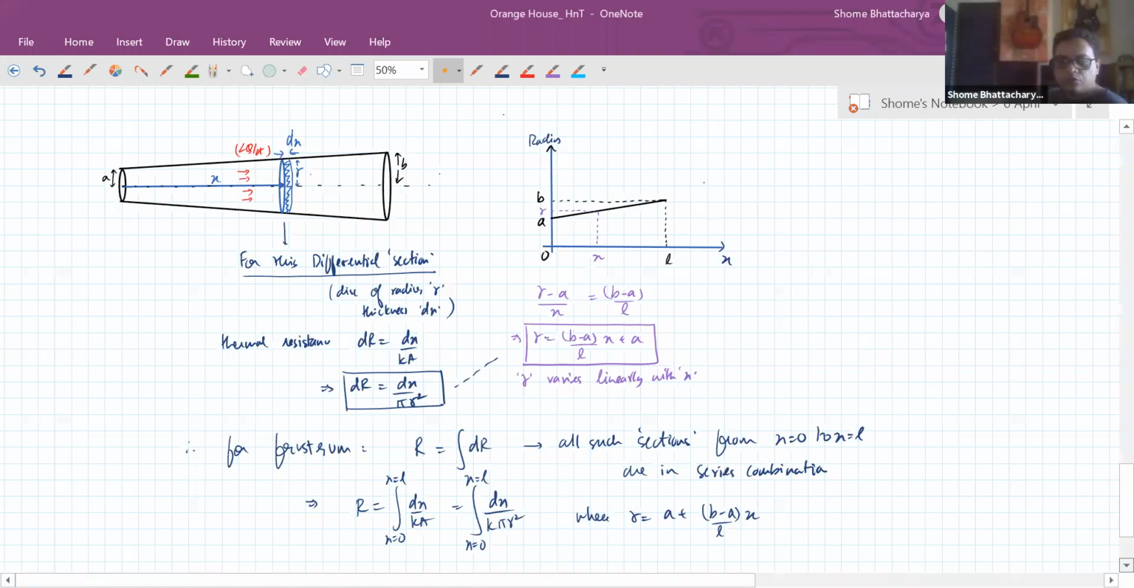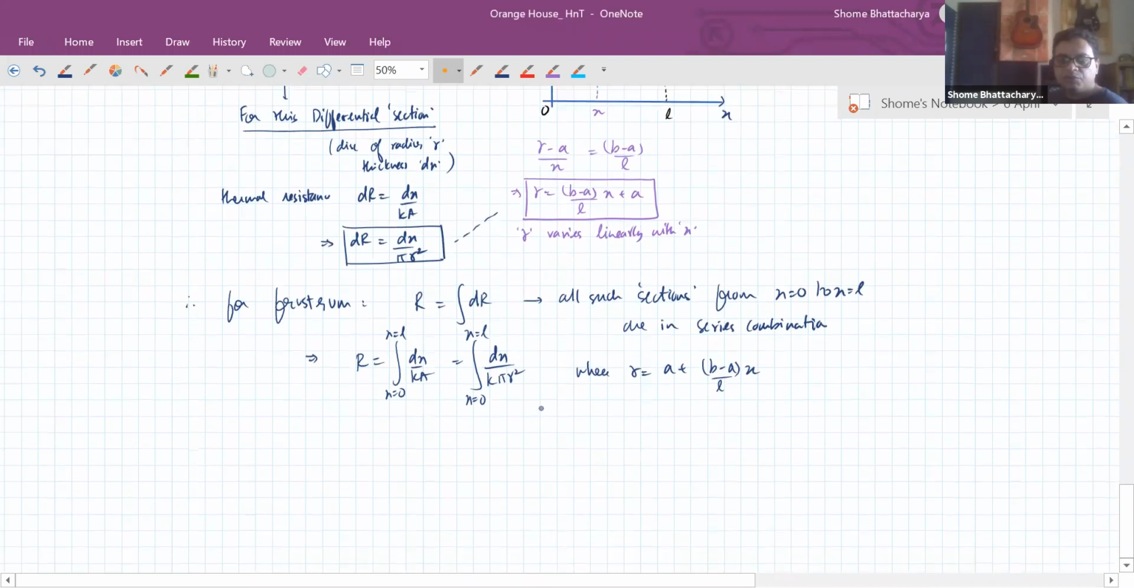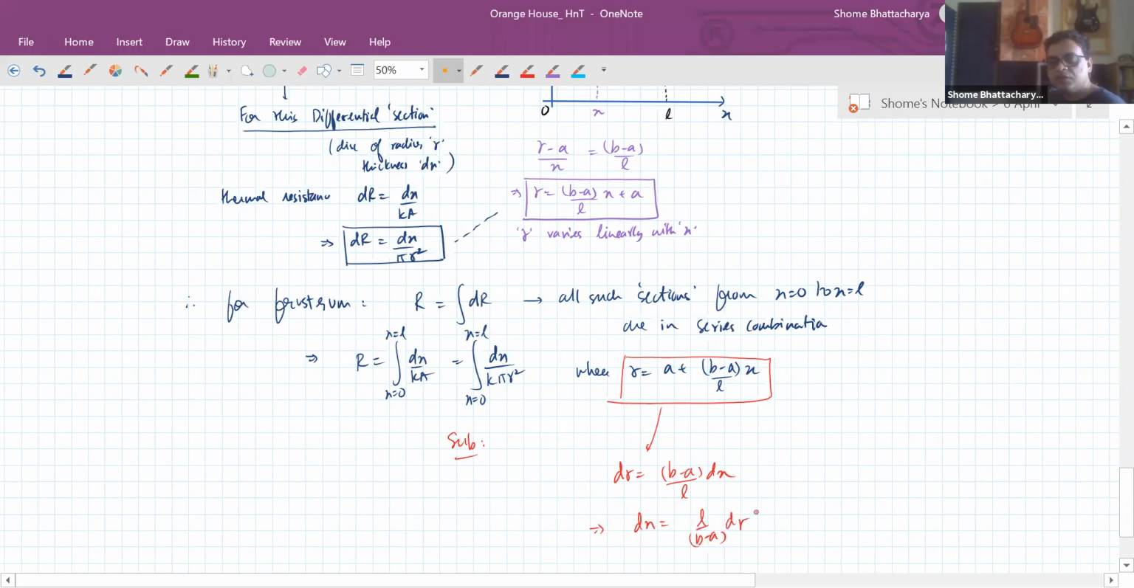Okay, now let's understand how to do this integration. It looks a bit complicated, but actually it's not. So the method of substitution is important now. For the substitution in the integration, we'll use this. Since r is equal to this, we can substitute dr if you differentiate both the sides, into dx. So we can now invert this. So you can say dx is L upon (b minus a) dr.